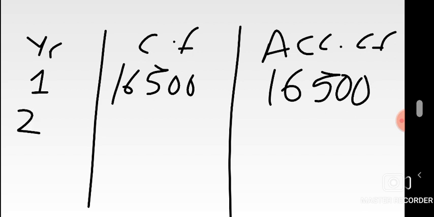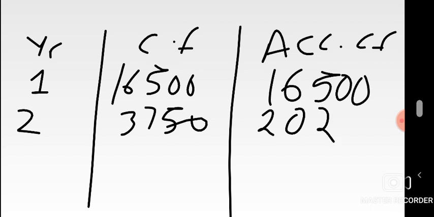Year 2, 3,750. That was the next cash flow, right? Again, this was in millions. I'm just removing the last 3 zeros. Then, what does accumulated mean? Meaning the figures will keep on adding up in that last column. So you're at 16.5. You've received another cash flow of 3,750. What do you land at this point? This will be 20.25.